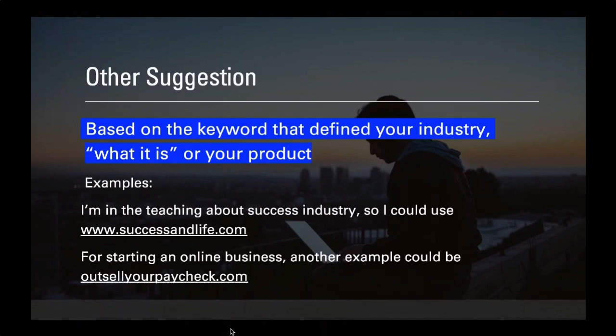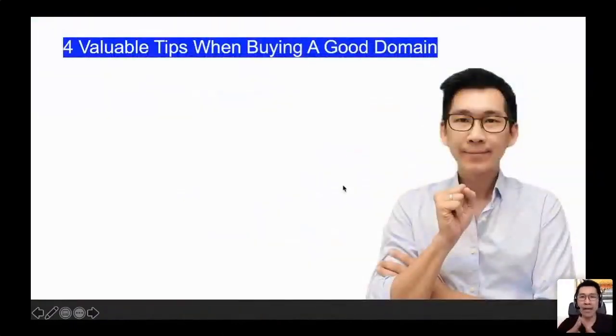All right, so this is what I mean by choosing a different keyword that defines your industry, what it is, or your product. All right. So now, 4 valuable tips when buying a good domain name. This is where I'm going to teach you more on the strategy and optimization on how to get a domain name properly that is good for your brand and so on, okay?